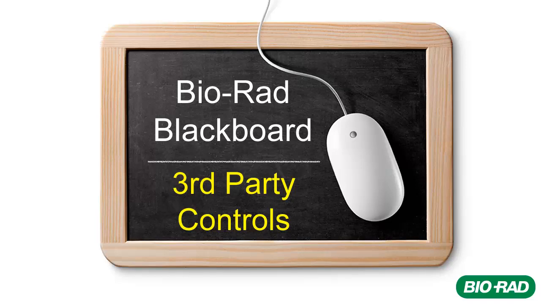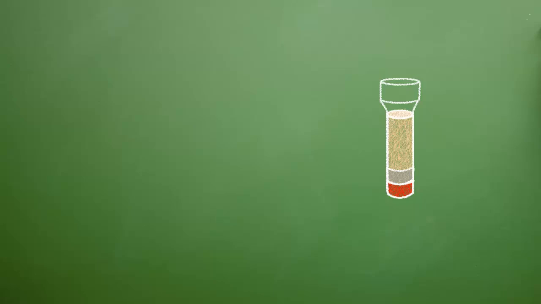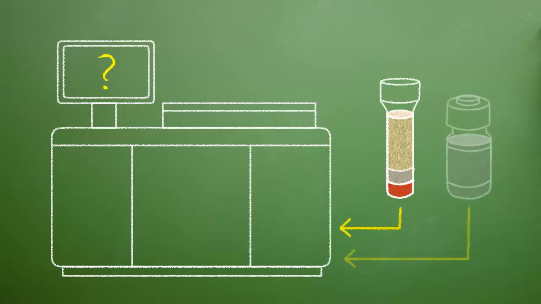Today we'll introduce the concept of third-party controls. The testing process begins with a patient specimen. The specimen is sent to the lab for testing. How do we know that the results from the testing process are valid? While running patient samples, labs also run samples of a known value. These are commonly called controls or QC. Controls allow the laboratory to monitor its testing systems and eliminate errors that would impact patient results.